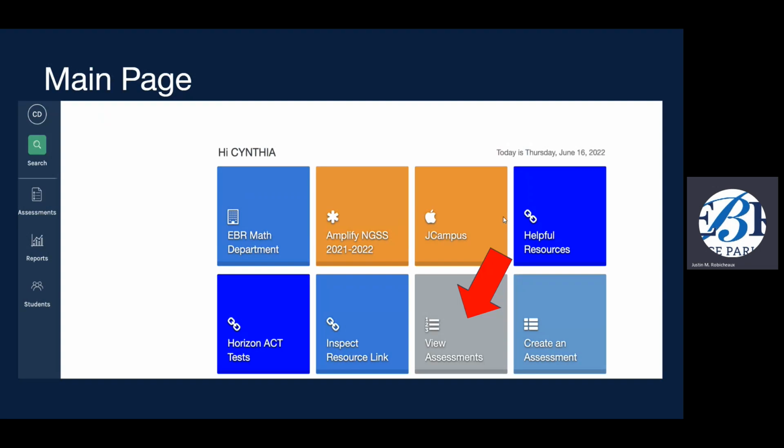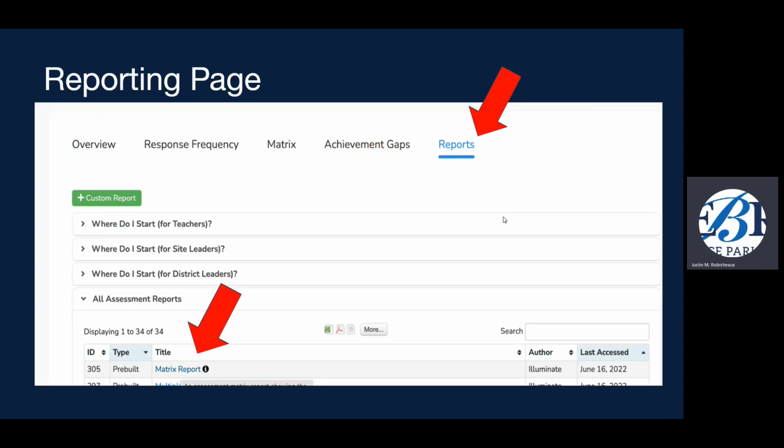This is a snapshot of one of our math coaches, Ms. Dunlap, who helped cultivate and presented this exact presentation during Teacher Development Week. This is the screenshot of what you will see once you log in to Illuminate through Clever. The first thing we want to do after students have taken the assessment is go to the tab at the bottom that says View Assessments. From there, on the right-hand side, we're going to click on Reports. For the purpose of today's presentation, we will walk through a few reports, with the first being the matrix report.